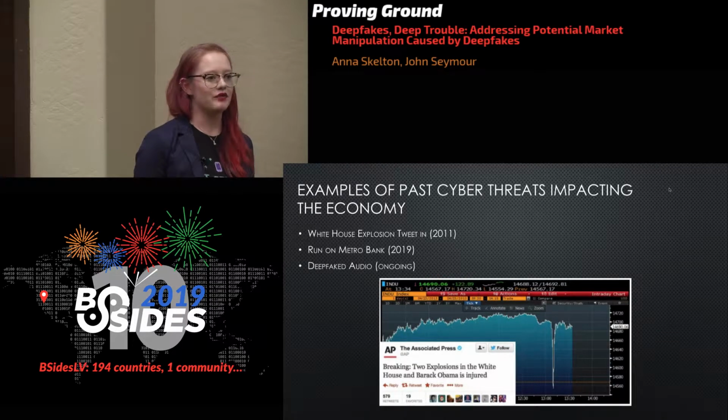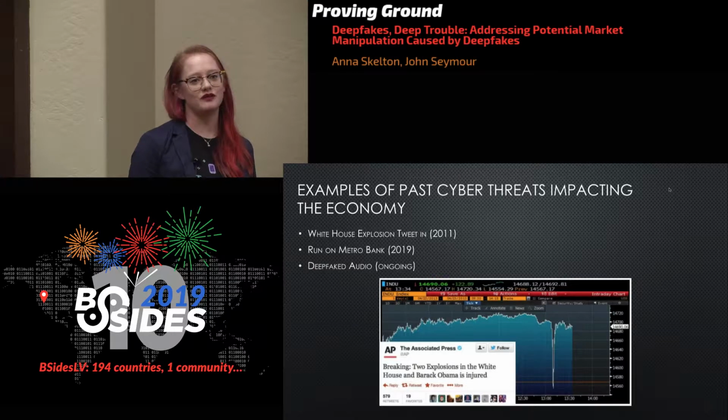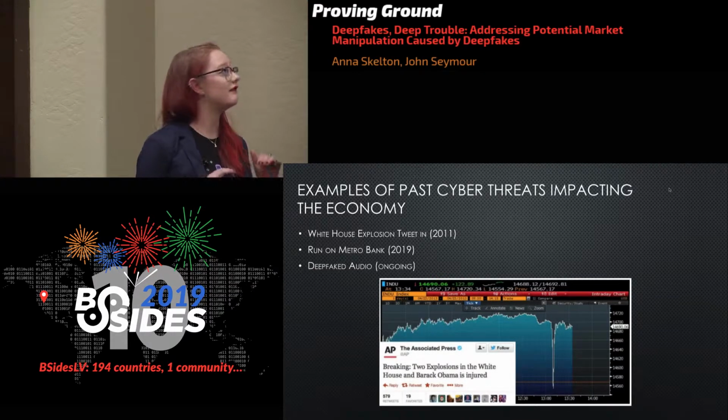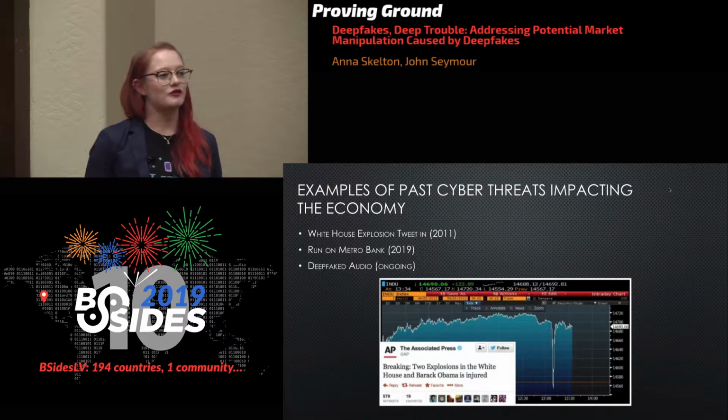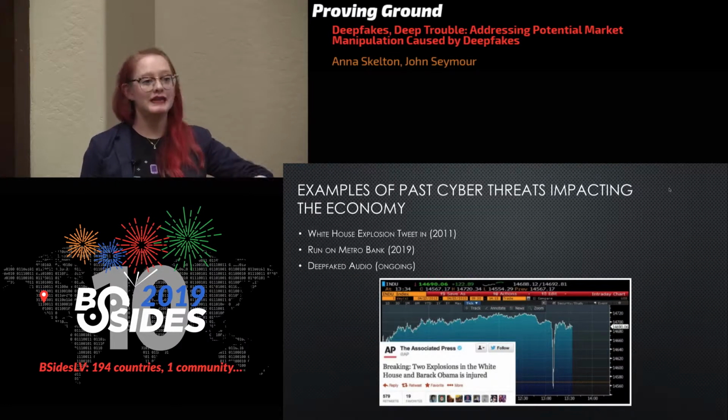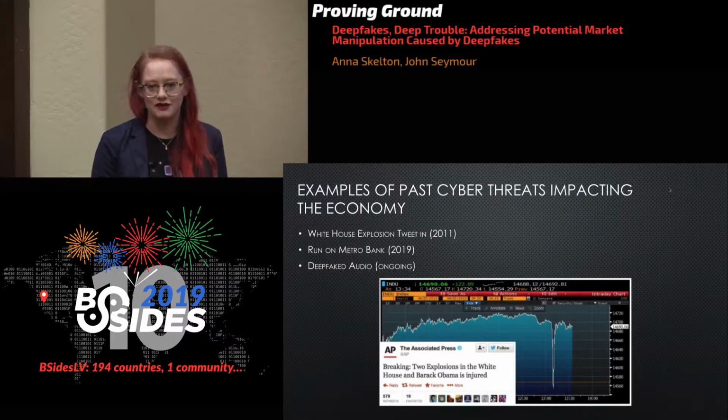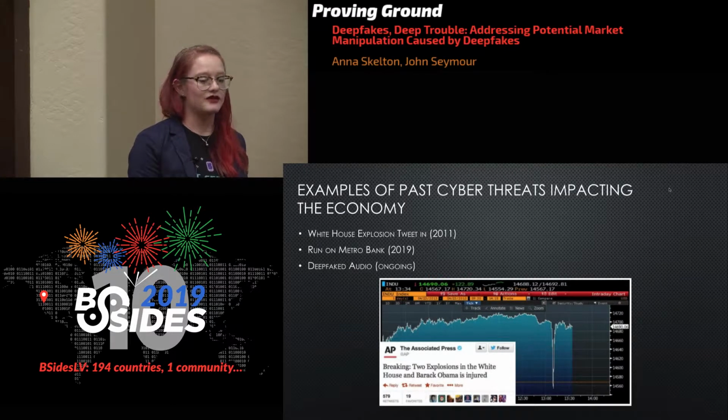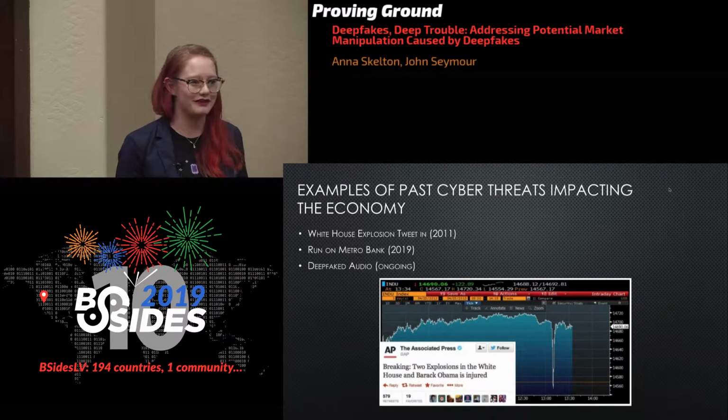Earlier this year in April, there was a huge run on the UK's Metro Bank when a WhatsApp rumor went viral. It said that Metro Bank was illiquid, right? And people were running to Metro Bank and pulling out all their assets, all because of a rumor. It was completely false. And this one got physical. There were several reported robberies of people who would come to the bank to pull out everything they had.